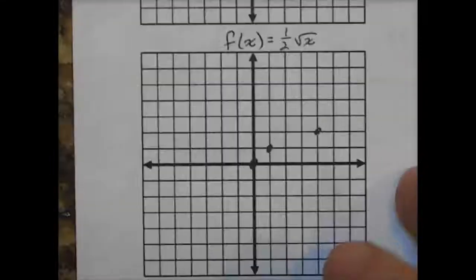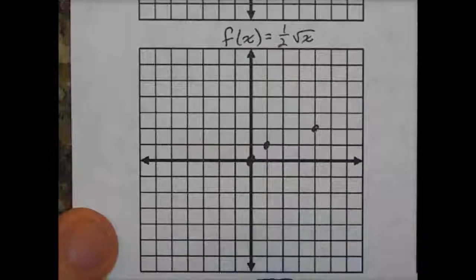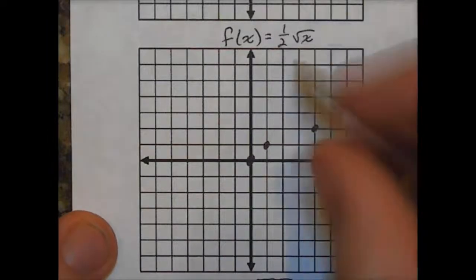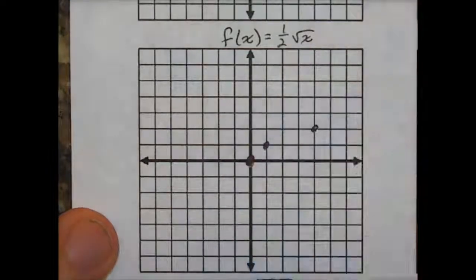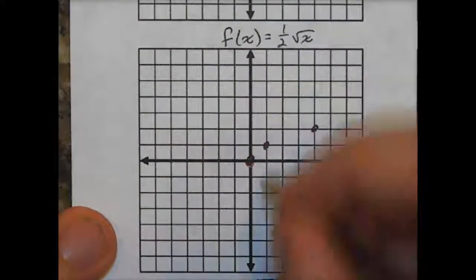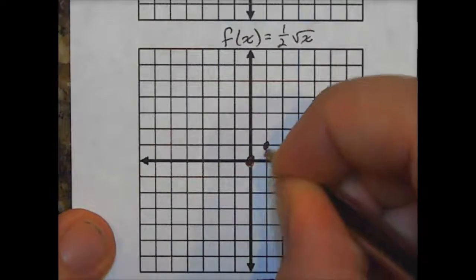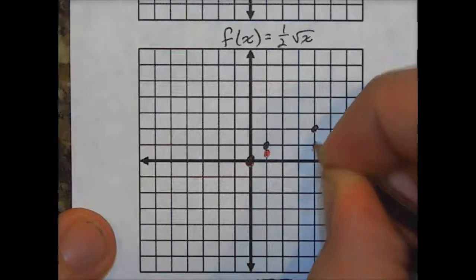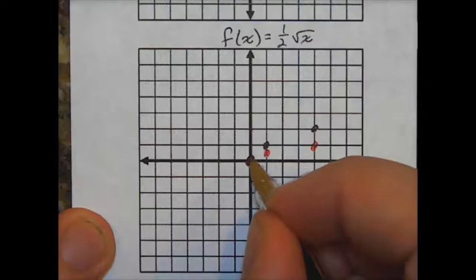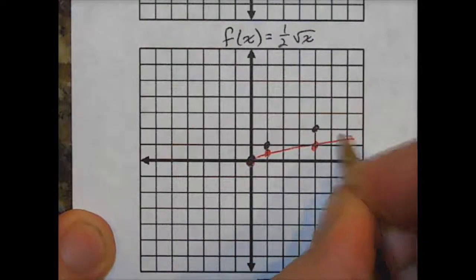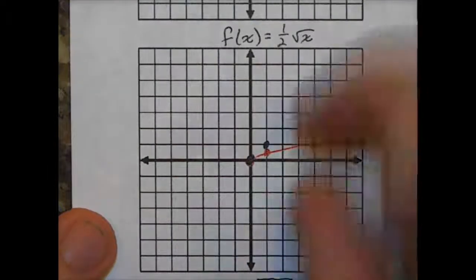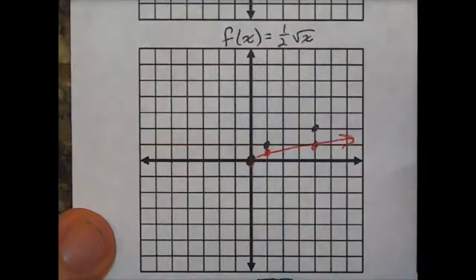Well, what if we have a factor of 1/2 on the outside? Exactly like what we've been seeing, except we're going to multiply the y values by 1/2. So 0 times anything is still 0, so that point will still stay there. 1 times 1/2 is 1/2. 2 times 1/2 is 1. So this is a vertical shrink by a factor of 1/2. It squishes our function down.